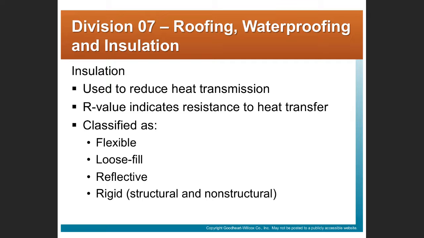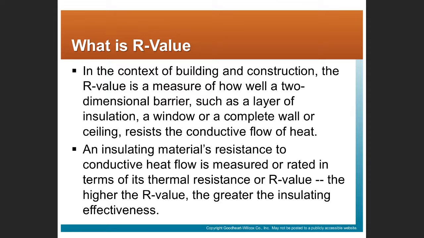And we can classify insulation materials as flexible, blankets or batts, loose fill or blown, and various types of rigid board insulation, as we shall see. Right, so again, in our context of building construction, R value is a measure of how well that component of the building resists the conductive flow of heat.